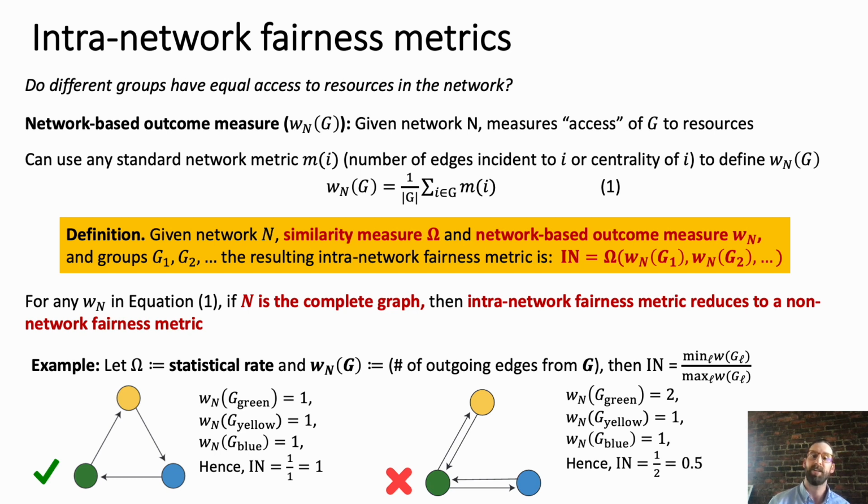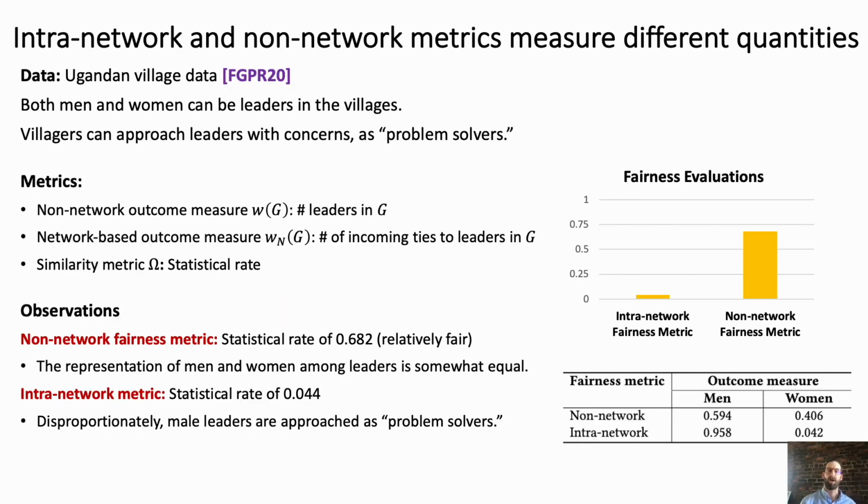In the figure on the left, each group has the same number of outgoing edges, so the statistical rate is 1. In the figure on the right, the green group has more outgoing edges than yellow or blue. As part of our empirical work, we compared the intra-network fairness metric to a traditional non-network fairness metric.